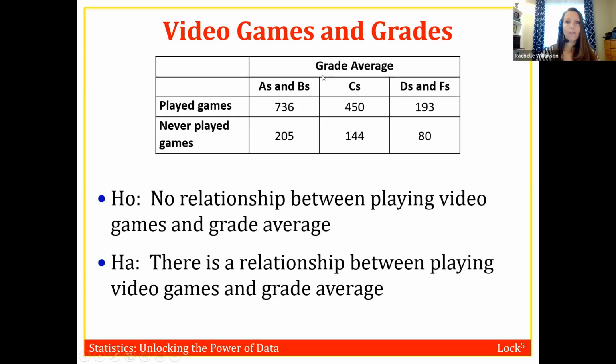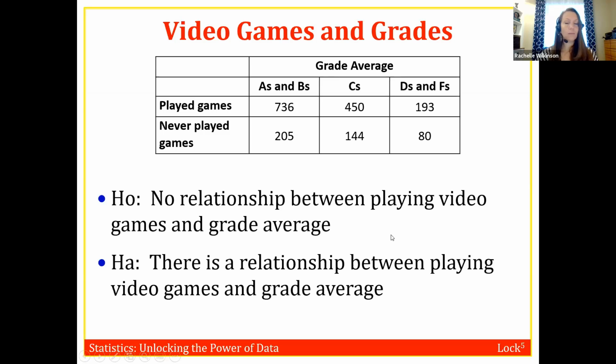So here I have these two categorical variables, grade average and whether or not people have played video games. My null hypothesis is no relationship between playing video games and grade average. And the alternative is that there is a relationship between playing video games and grade average.